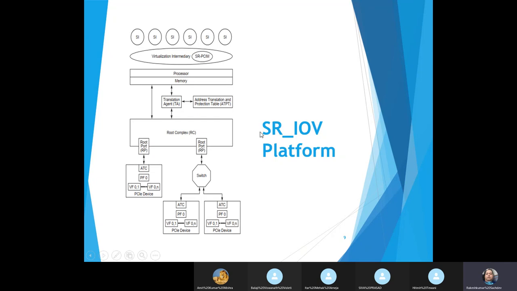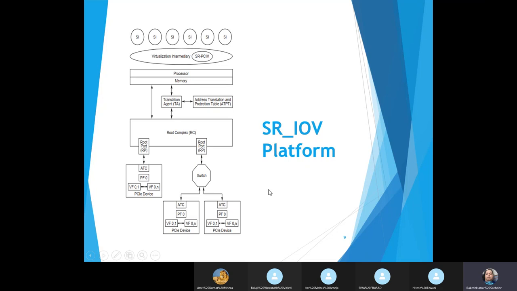We have another solution, which is called multi-root, multiple root complexes. That is where we need to use MR-IOV. That is also in the advanced course. Once that topic comes, I will tell you why multiple root complexes are required and how we can handle multiple root complexes and multiple endpoints in one platform. Okay. But am I making myself clear?